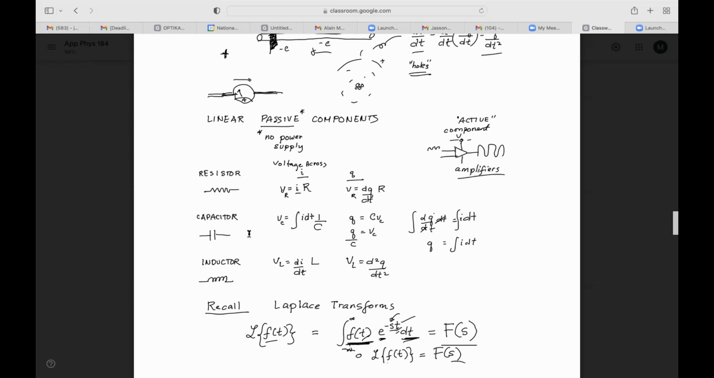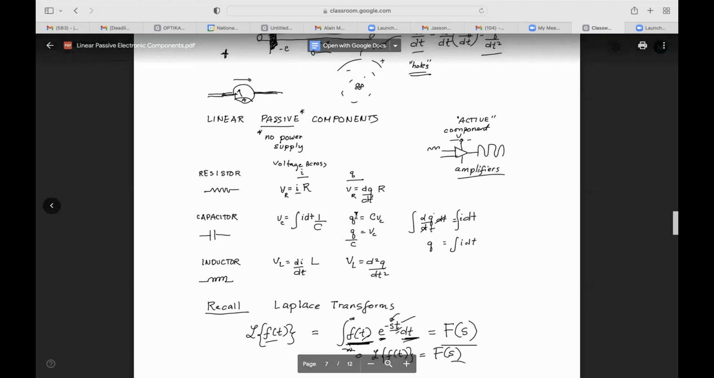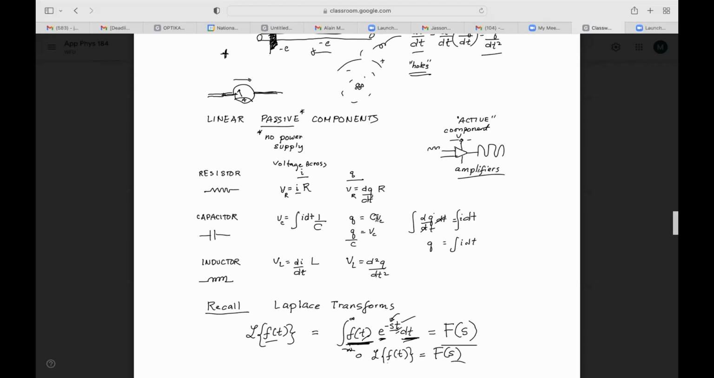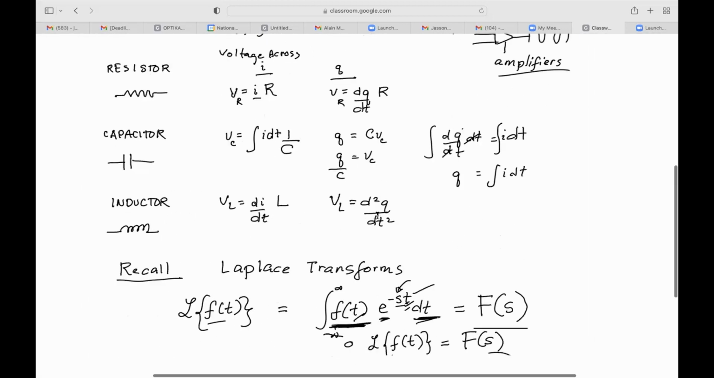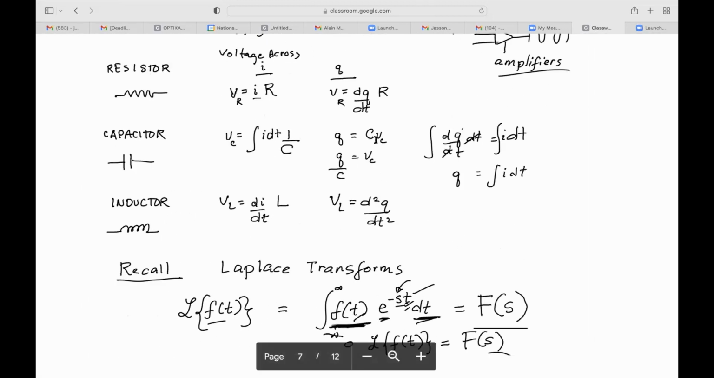Capacitor: remember, charge is proportional to capacitance times the voltage across the capacitor. Or Q over C is equal to VC. Or since dQ over dt is equal to I, you can express it also in terms of I. Or VC is equal to the integral of I over C in dt.